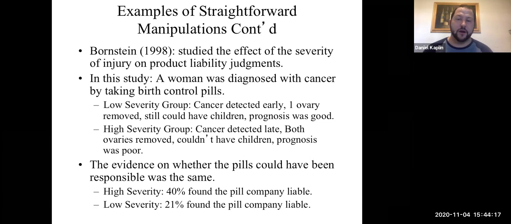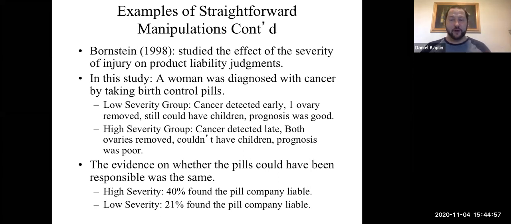So in the low severity group, they took birth control pills, or this is at least the narrative. So a person took birth control pills, and as a function of that, they developed cancer. But when they developed cancer, it was detected early. They only lost, and I put only in quotes, they only lost one ovary, so they could still have children. And in terms of their prognosis, the likelihood of getting better and beating cancer was fairly good. So that's the low severity group.